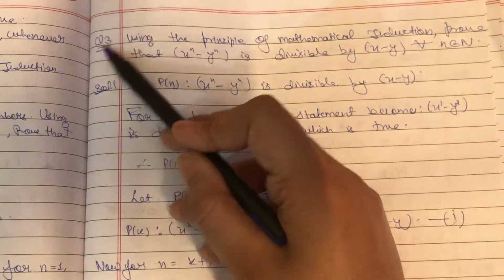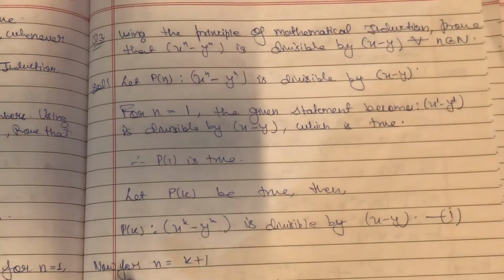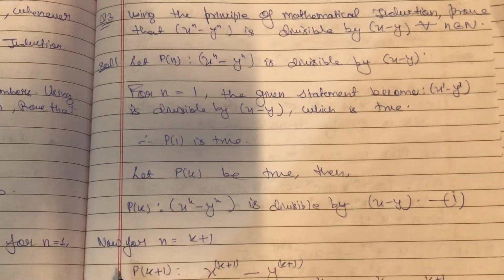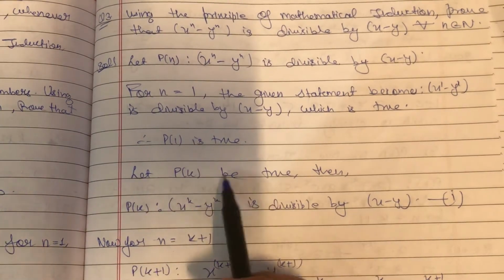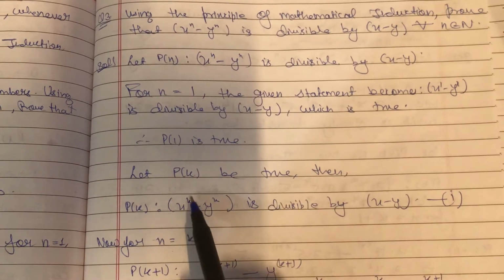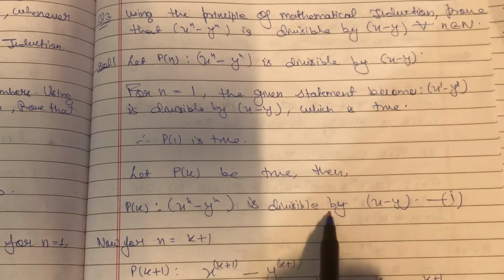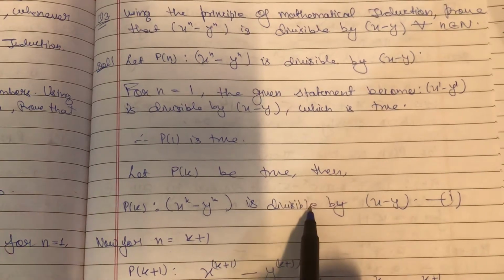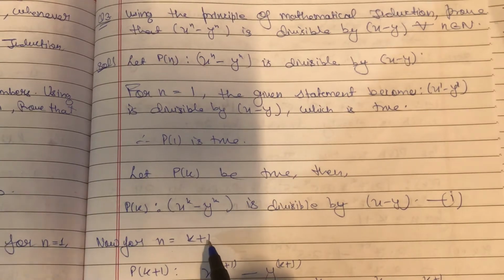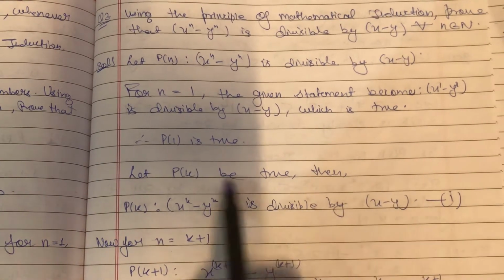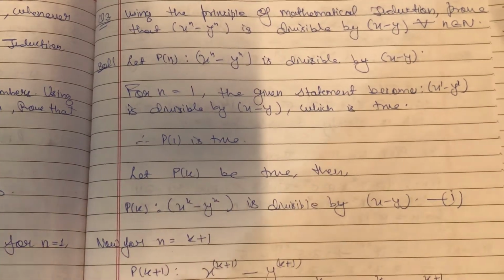Now this is another kind of question, right? So I would like you to pay attention to this type of question. Now, let us assume that Pk is true. Therefore I can say that Pk, x to the power k minus y to the power k, is divisible by x minus y. This is my assumption. Now I have to prove that for n equals k plus 1, that is Pk plus 1, is also true. So I'm going to use this statement in order to prove this.